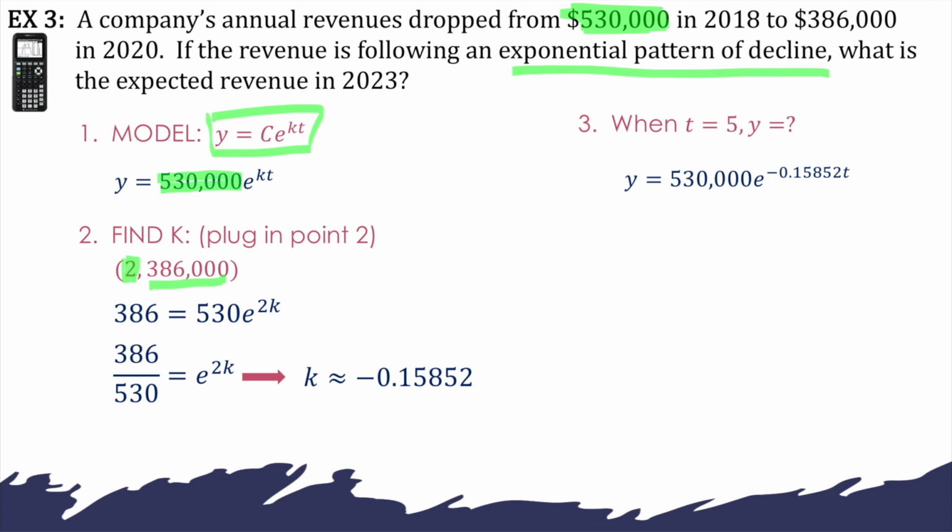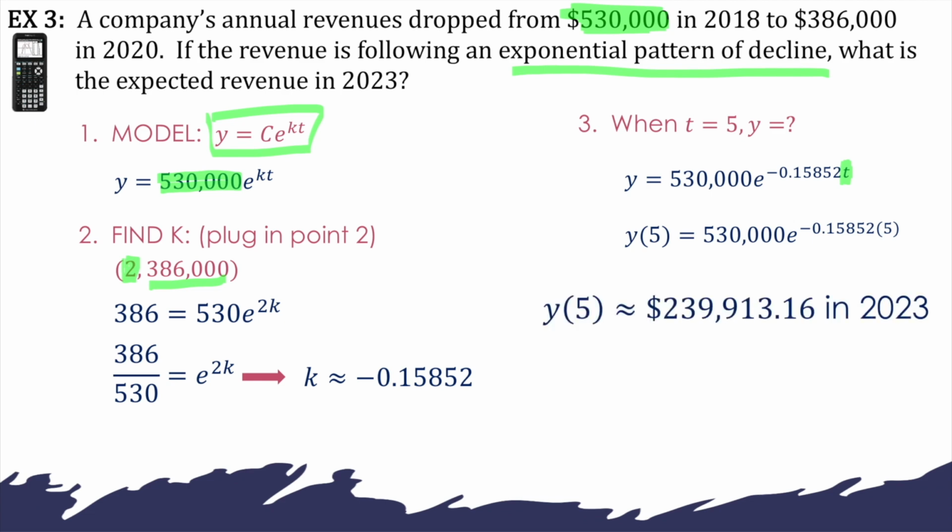So now we can create a general model. And if we're looking for the revenues when t equals 5, we can just plug 5 into our general model there for t. And it looks like the revenues will be down to about $240,000. So I think they might need to change their business models, huh?